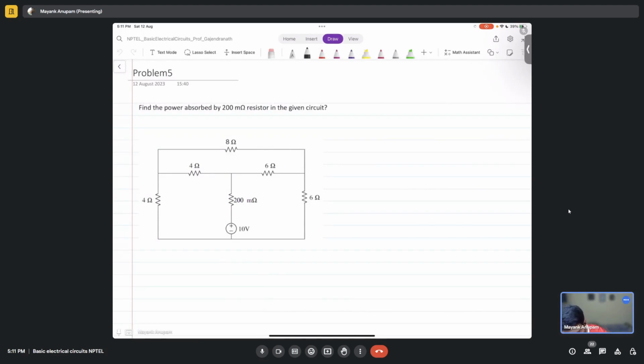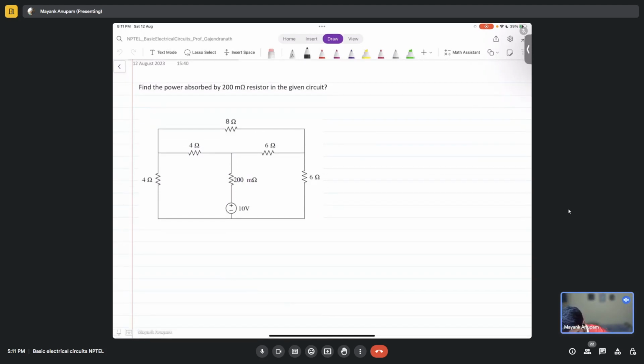The question says we are told to find the power absorbed by the 200 milli ohm resistor in the given circuit. So this is a 200 milli ohm resistor here, right? So what is the power absorbed in this resistor? That is the question.